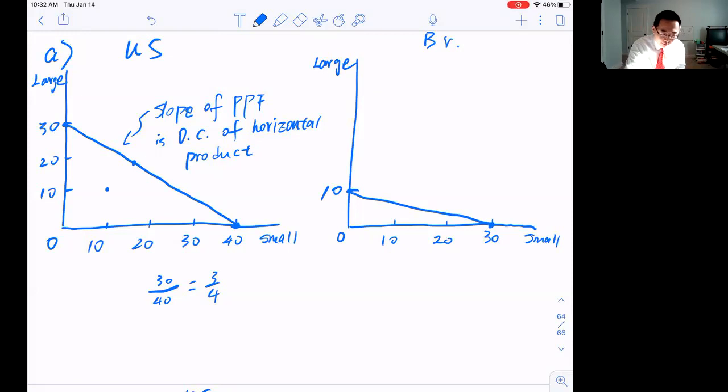And then what about a point right here? Is that one attainable? Unattainable. No, it's unattainable because this is a point above our PPF. That means given our resources and technology, no matter how hard we try, we simply will not produce up here. We can't get here. The only way to get here is if we have a new technology or new resources that can help us produce more. Okay, so that's unattainable.